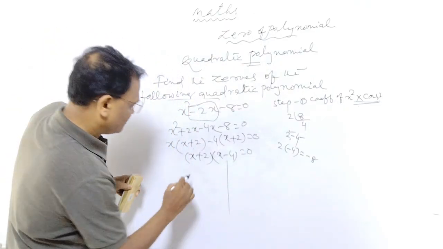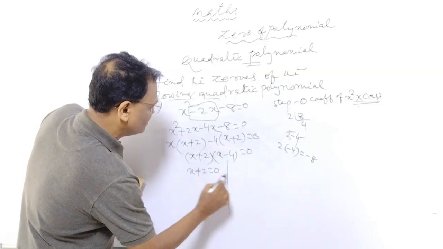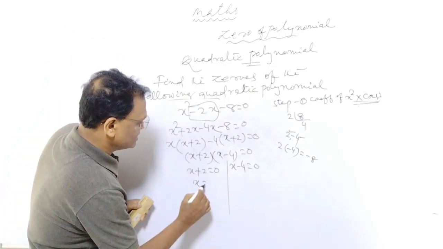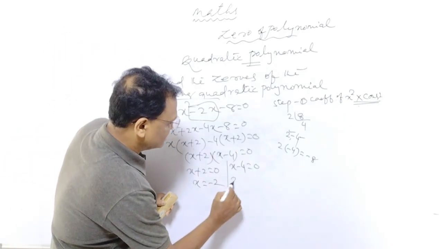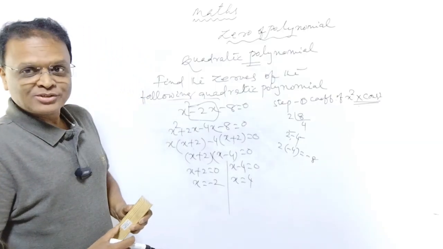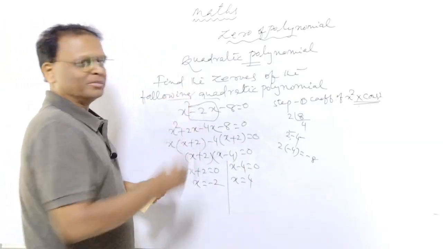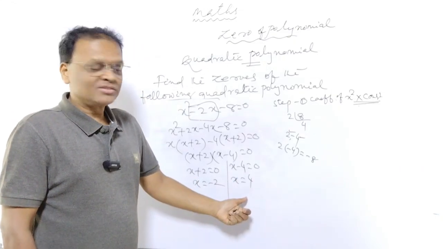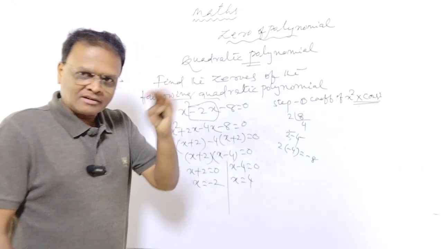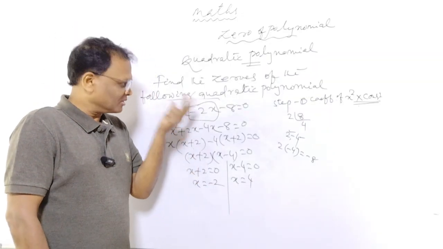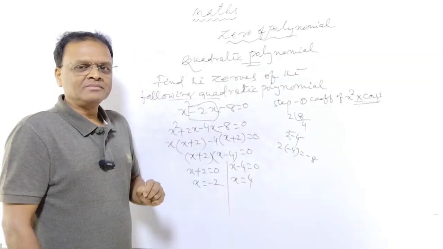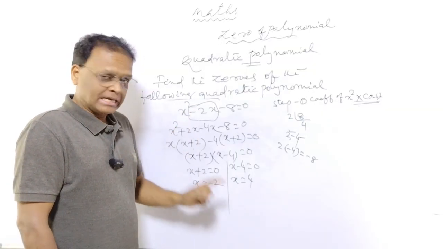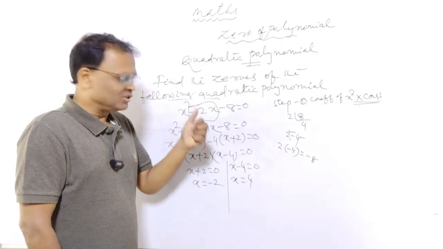This further gives me x plus 2 equals to 0 and x minus 4 equals to 0. This gives me x equals to minus 2 and x equals to 4. And hence, the zeros of this polynomial are minus 2 and 4. It means if x is removed from here and minus 2 is substituted here, your answer will be completely 0. Therefore, I can easily say minus 2 is the zero of the polynomial, as well as 4 is also the zero of the polynomial.